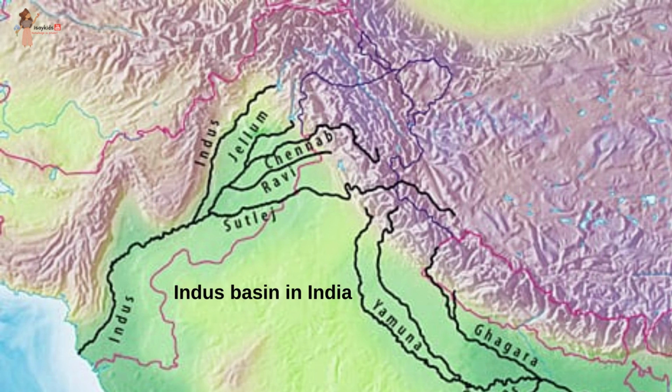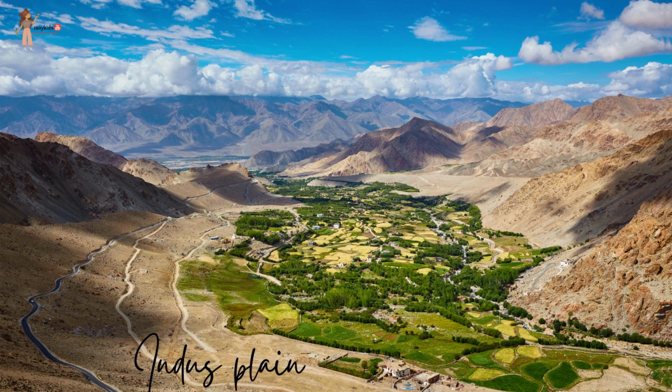A little over a third of the Indus Basin is located in India: Ladakh, Jammu, Kashmir, Himachal Pradesh, and Punjab, while the rest is in Pakistan. The Indus Plain has a very gentle slope.